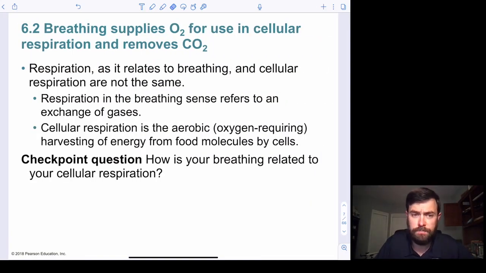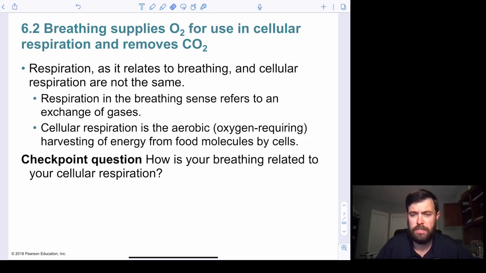So respiration, we have to keep in mind that there are two sides to respiration. There is the breathing and then the cellular respiration. Breathing and cellular respiration are not the same thing. They go hand in hand and they work together, but they're not the same thing. Respiration in the breathing sense refers to gas exchange. You inhale and you exhale, and your lungs bring in oxygen and send out CO2, and that gets exchanged within the bloodstream, and that's what breathing is. The actual cellular respiration is an aerobic harvesting of energy.